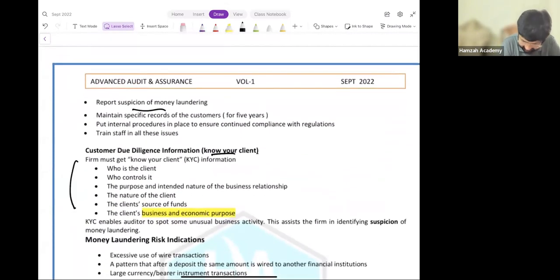Here is the detail of it. Know your client. Audit firm: who is the client? The owner, their identity, the registration number of the company. If a person, the NIC, passport copy, employment contracts, business registration number. Who controls it? What is the type of the business? What are the sources of funds? The purpose is to spot unusual business activity.